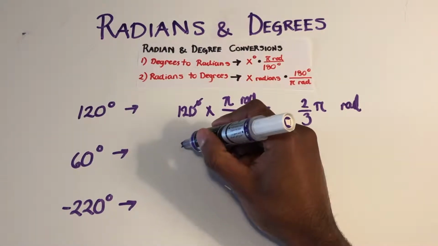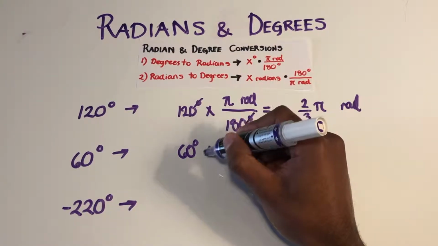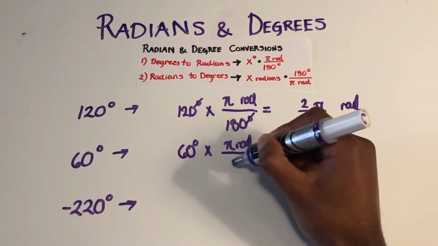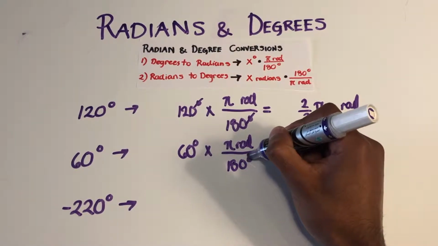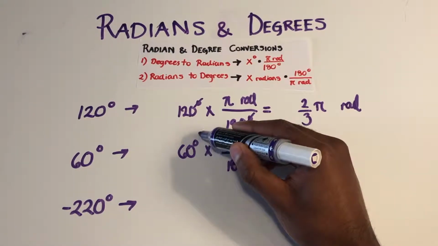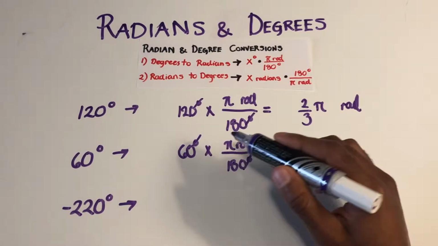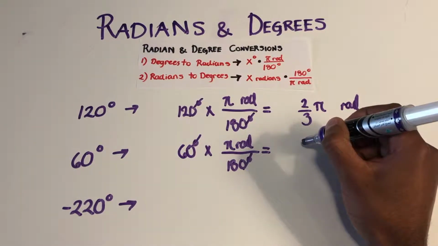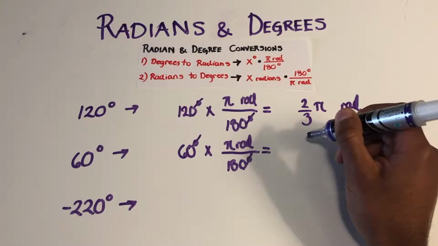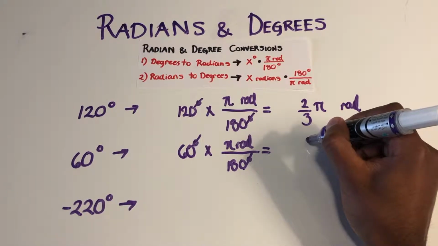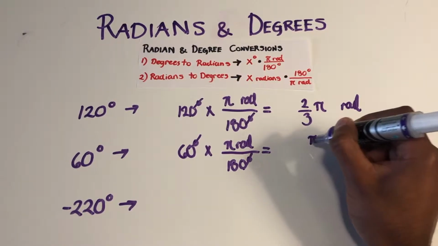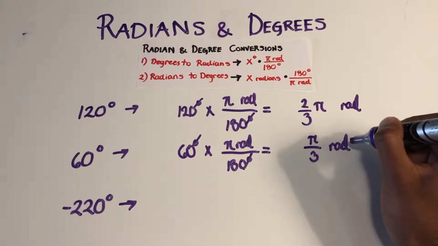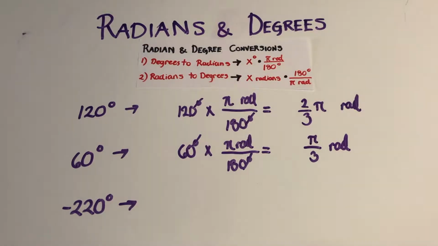Moving on to the next one, we have 60 degrees. The setup does not change. Times pi radians over 180 degrees. The degrees are going to cancel, and then we're left with 60 over 180, which is 1 over 3. But since we have the pi here, I'll just write pi at the top, and we have 3 at the bottom. And then let's not forget RAD for radians, and that's our unit.